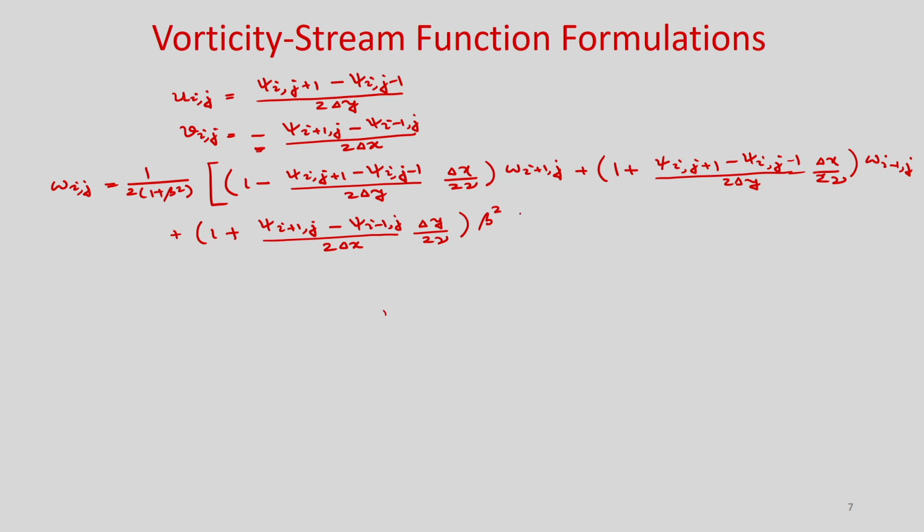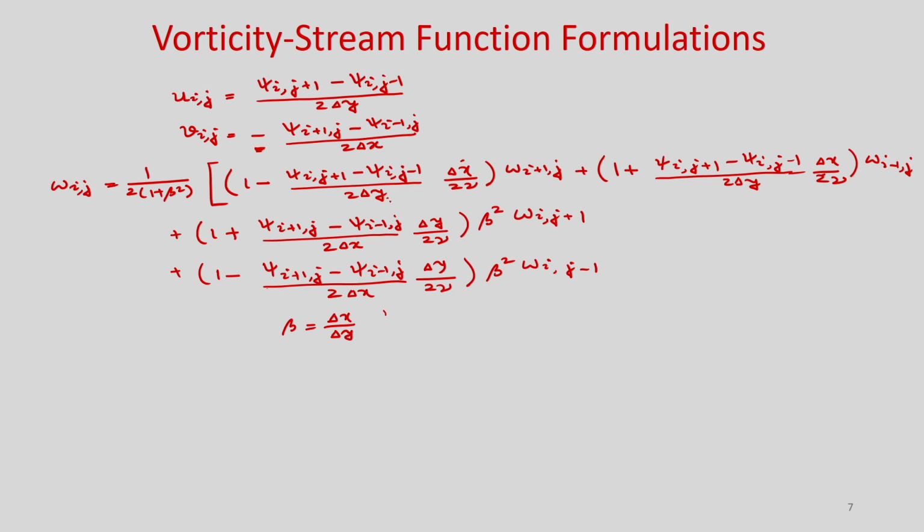Okay. Then β² ω_{i,j+1} and 1 minus. So here plus was there, but now v_ij you have negative, so this negative here will appear negative. So (ψ_{i+1,j} minus ψ_{i-1,j}) divided by 2Δx, Δy by twice ν, β² ω_{i,j-1}. Okay. So now you substitute β equal to Δx by Δy. Here Δx by Δy and here Δy by Δx, so you can put β.